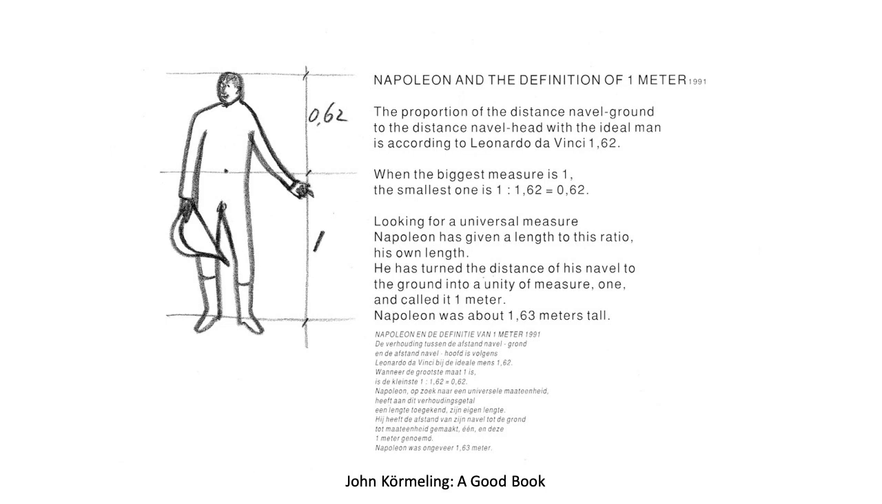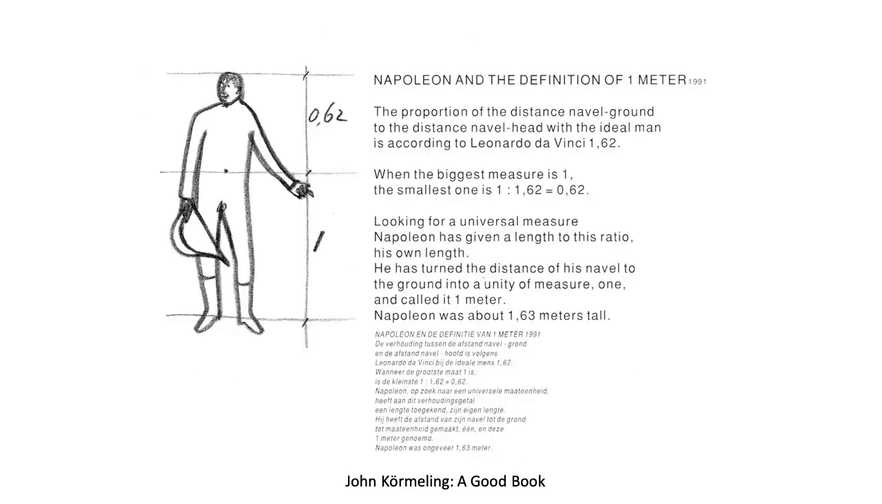The person you see here is Napoleon, of course. Leonardo da Vinci, in his Vitruvian Man, stated that the height of the navel of a person above the ground related to the total height of this person. The ratio between these two is 1.62. So if your total height would be 1.62, your navel would be at a height of 1 meter.